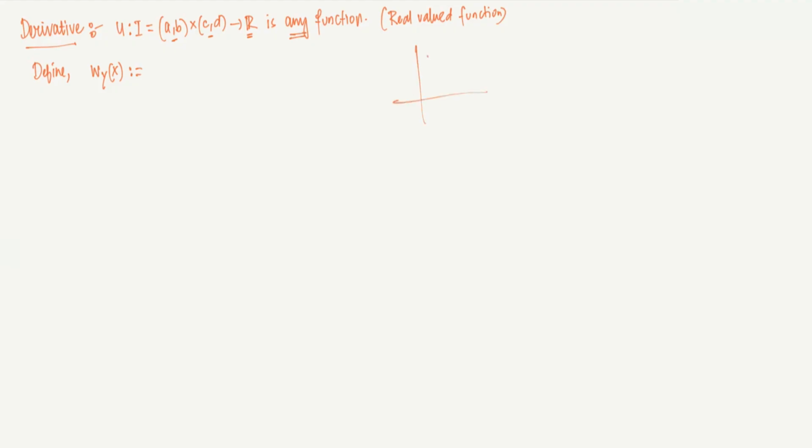So let's understand this thing. This is a domain. This is a, b, and let's say this is c and this is d. So this is the domain in which the function is defined. Now first of all, I am going to fix a y, anywhere between c and d. If you fix a y, you see the function is varying only on this line now. So only x is varying.